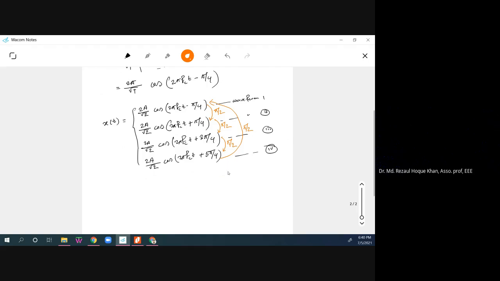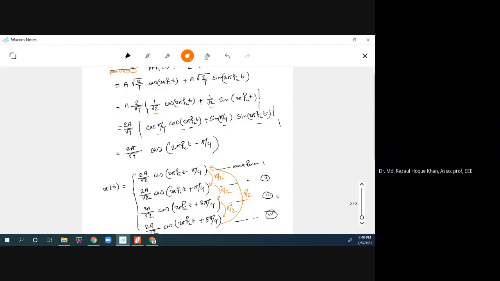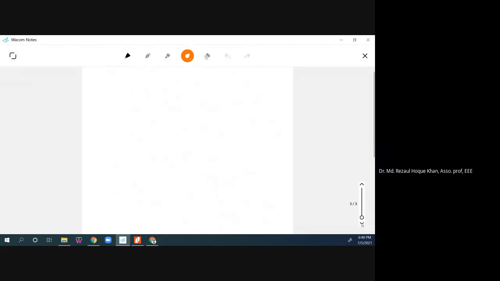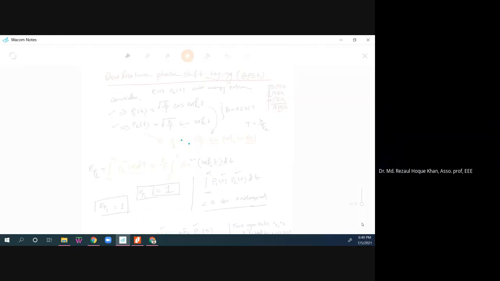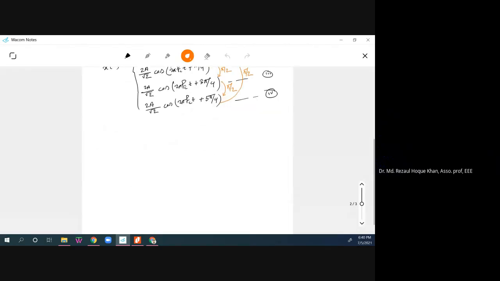This word quadrature comes from this 90 degrees, because one differs from another by 90 degrees. That's why the word quadrature comes. That's why it's called QPSK. Okay, we can draw these 4 combinations here just to visualize it.